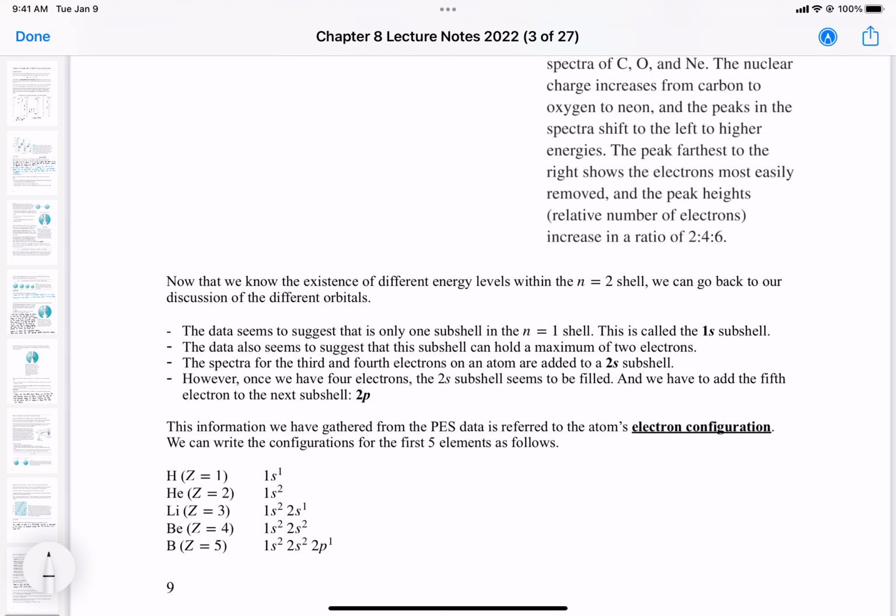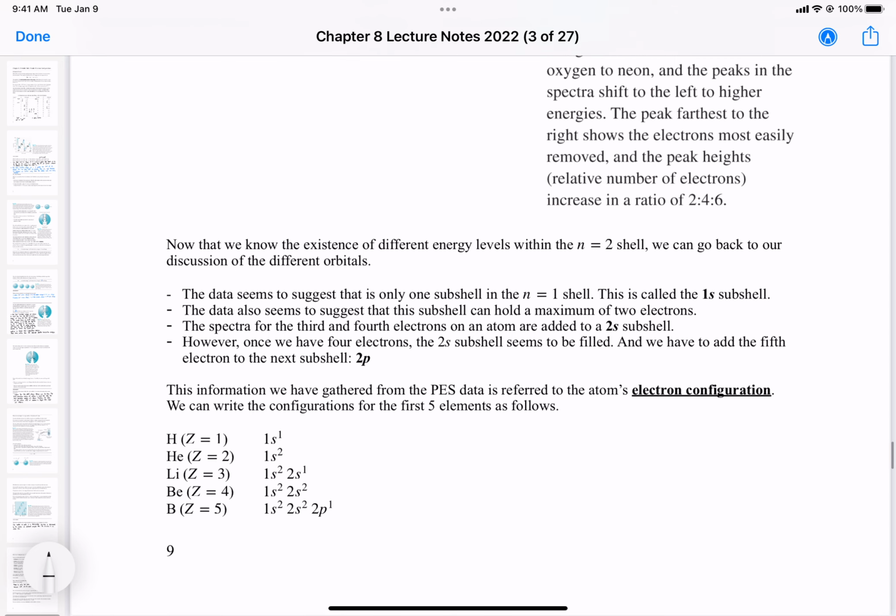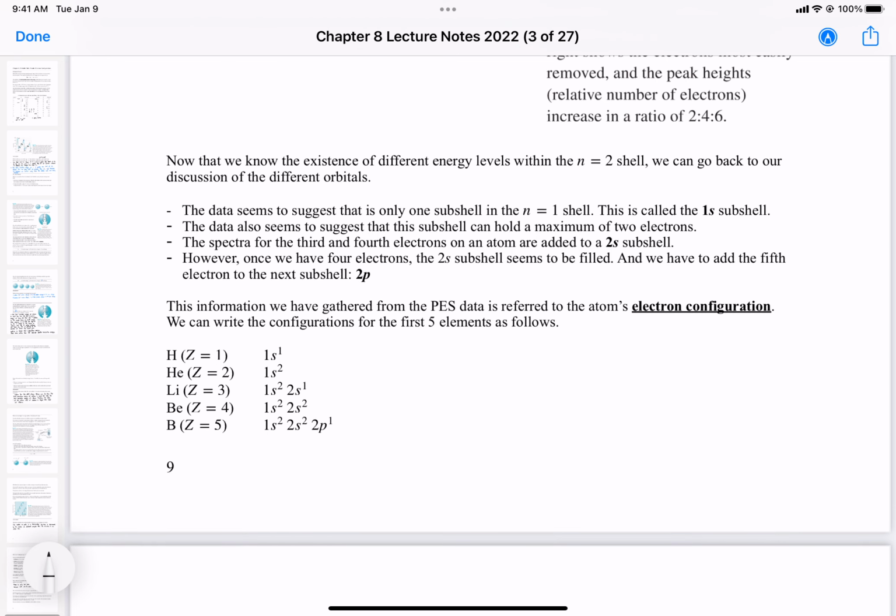From this data, we can now construct what we call an atom's electron configuration, going from the lowest energy level to the highest energy level. That's called the Aufbau principle, filling electron orbitals from lowest energy to highest energy. And we see here, as we go from hydrogen to boron, we sequentially fill up the orbitals going from the lowest to the highest. So we go from the 1s to the 2s to the 2p right here. And by looking at where the element is on the periodic table, we can assign these electron configurations.